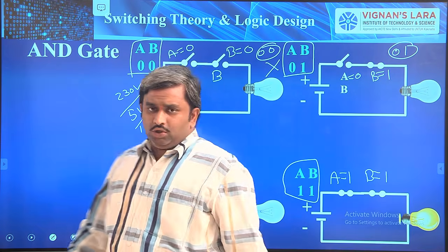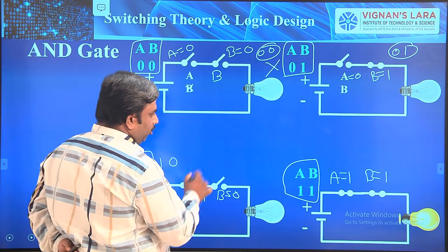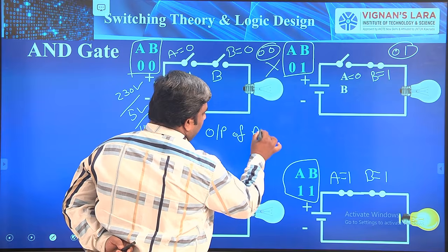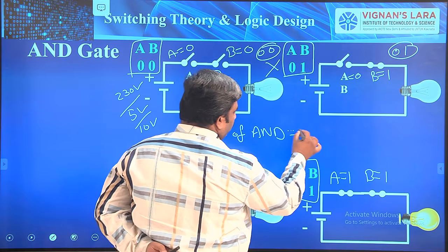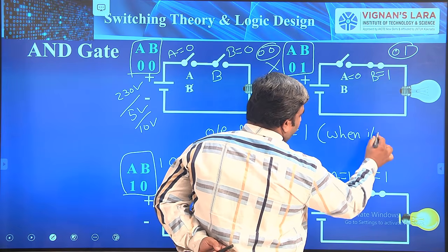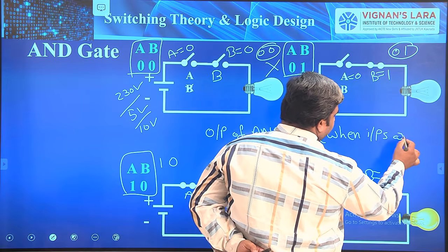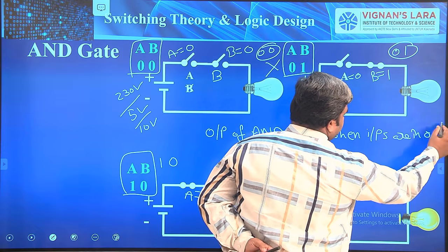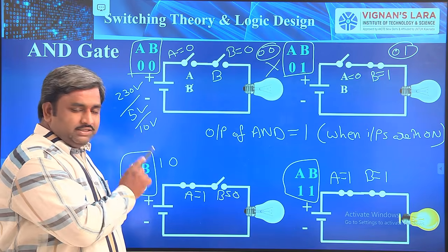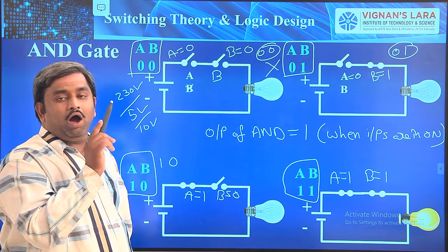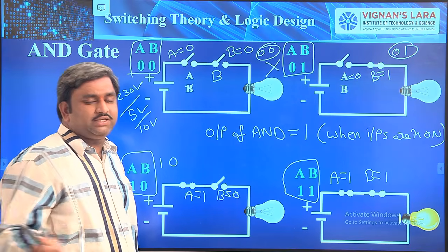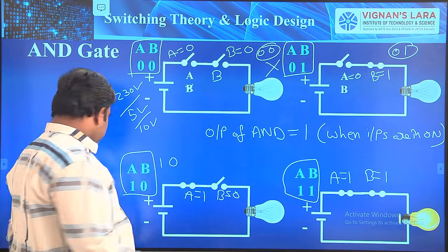Finally, for the AND gate operation, the output of the AND gate is equal to 1 when all the inputs are in on condition. So remember this point: the output of the AND gate is equal to 1 whenever all the inputs are in the on condition. Otherwise, in all the remaining cases, the output of the AND gate is 0.